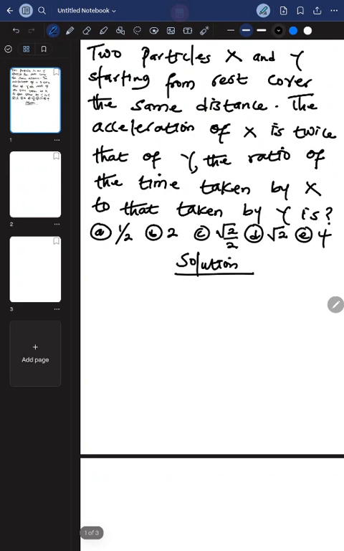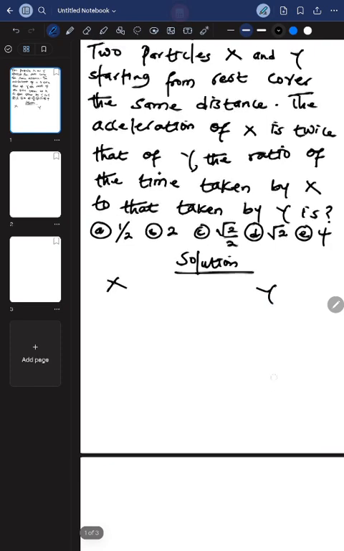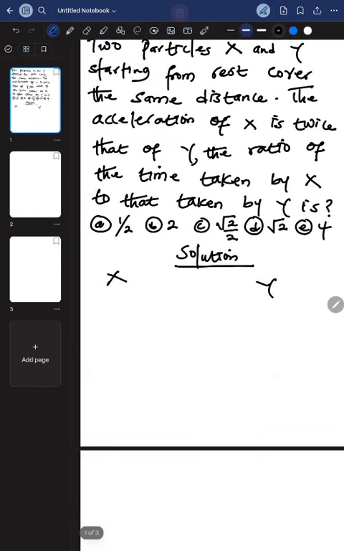Now, two particles, x and y. So we have particle x here and we have particle y here. Now, they said they start from rest. Whenever you say a body is starting from rest, automatically the initial velocity will be equal to 0. So the initial velocity for x, ux, is equal to 0 because the body starts from rest. Same thing with y. So your uy will be equal to 0 because they both started from rest.